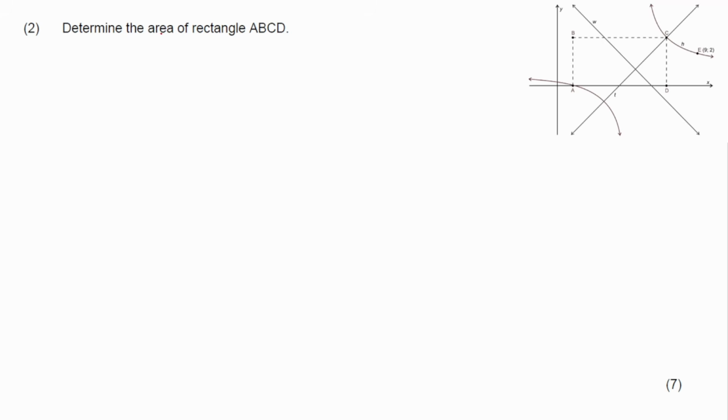Now we have to determine the area of rectangle ABCD. So A lies on the x-axis, and so does D. But what is special about point A? Point A is the point of intersection of the hyperbola with the x-axis. So our formula for the hyperbola, we just worked it out in the previous question, is this. So I'm going to use this to find my x-intercept.